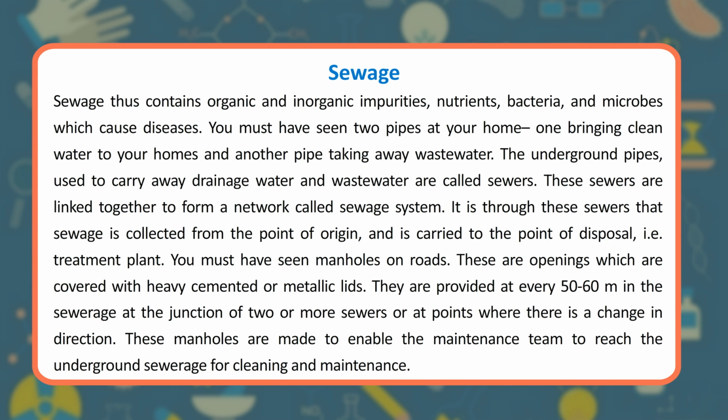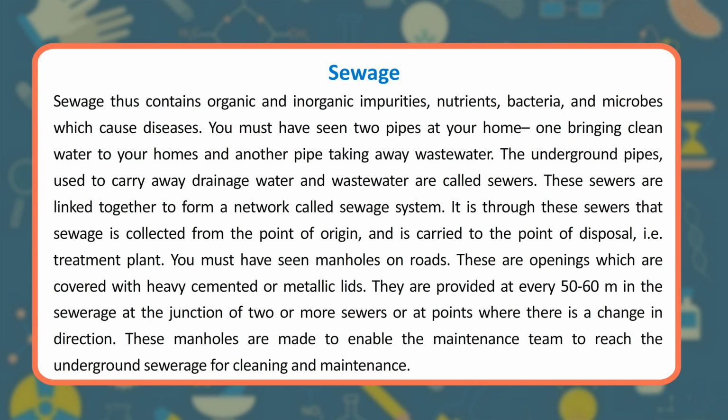You must have seen two pipes at your home, one bringing clean water to your homes and another pipe taking away wastewater. The underground pipes, used to carry away drainage water and wastewater, are called sewers. These sewers are linked together to form a network called sewage system. It is through these sewers that sewage is collected from the point of origin and is carried to the point of disposal, i.e. treatment plant.